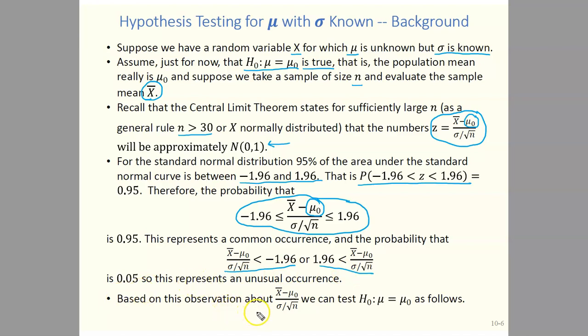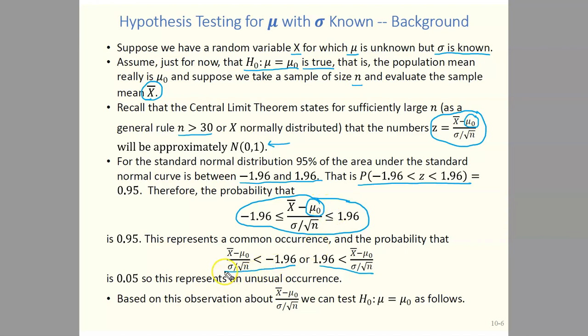Now based on this, we can develop the following hypothesis testing technique. So we're basically going to do this. You calculate your sample mean x bar, and then you evaluate this number z. That's your test statistic, or your z-score for x bar. If that number falls between negative 1.96 and positive 1.96, then nothing unusual has happened, because we would expect that to occur given that the population mean really is mu naught with a probability of 0.95. So nothing unusual has occurred to make us think that the population mean is not mu naught.